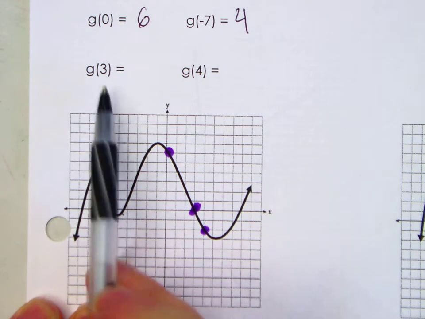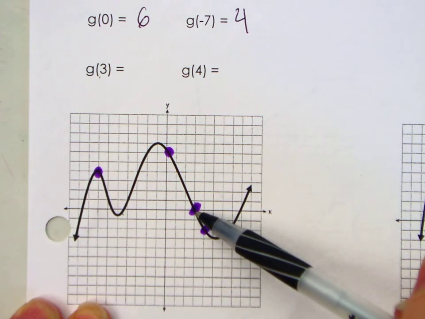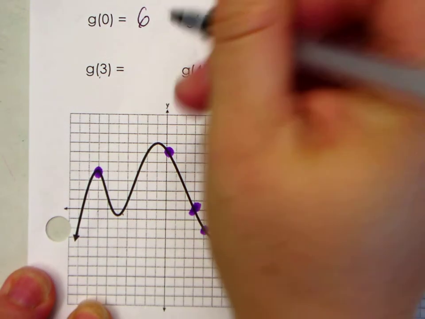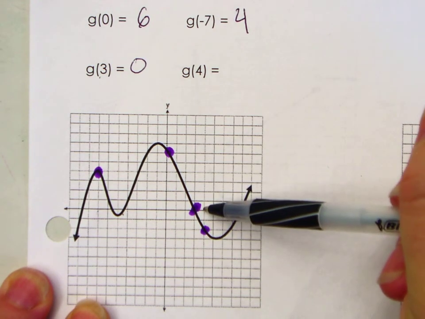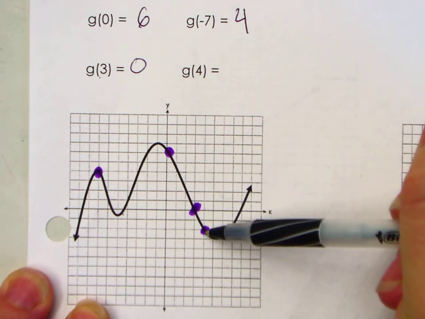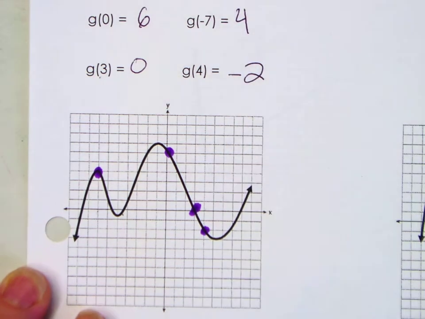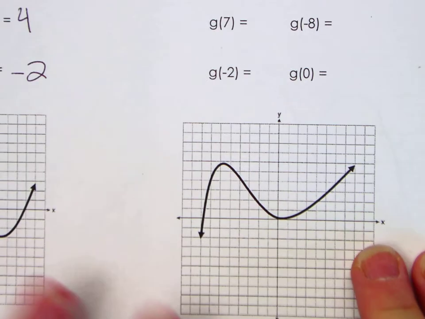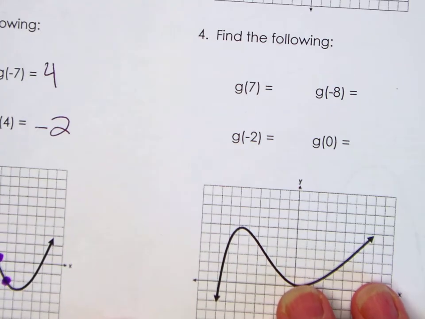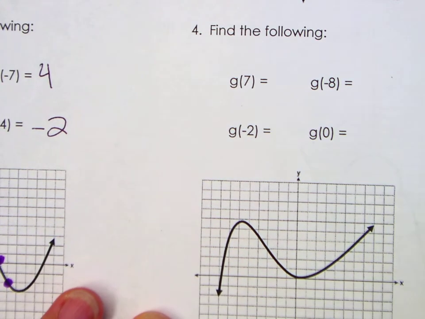Go to the x value 3. The curve is on the graph. That's the y value 0. Go to the x value 4. Go down to the curve. That's the y value -2. And you're done. All right, one more. Well, not one more. I'm lying. All right, this is the graph of G.